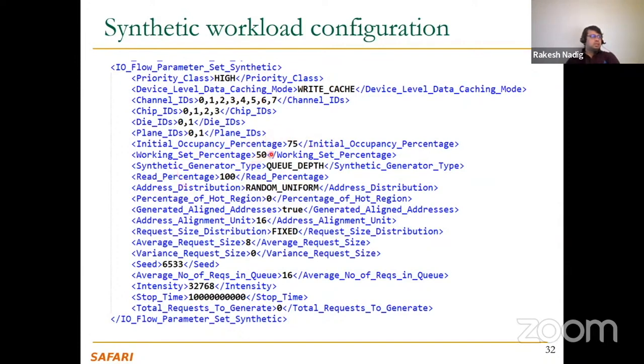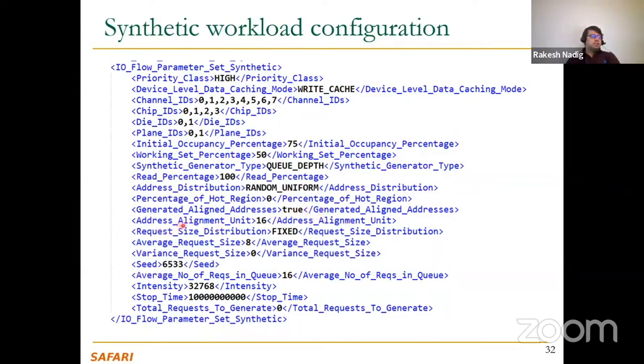But since it generates its own requests, we need to define the address distribution, and the queue depth, basically whether the workload has to be generated based on the queue depth or something else. Then how much of the workload should be reads as opposed to writes, and whether the addresses that are generated should be aligned to some granularity, or it can generate unaligned addresses.